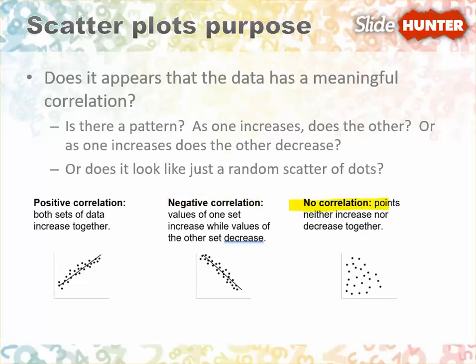And finally, no correlation. The values might not be related. There might not be a pattern. Notice these dots are all kind of spread out. I can't really draw a line that shows an overall trend.